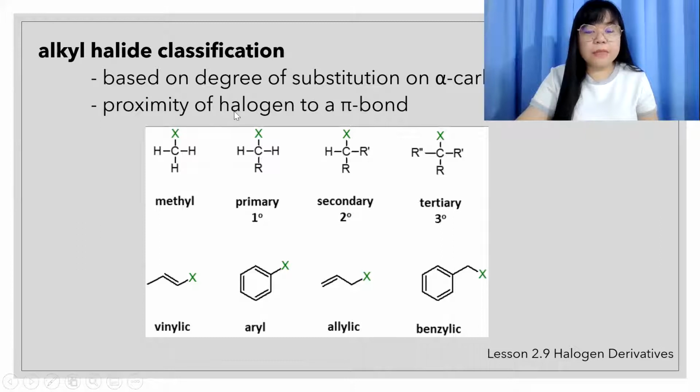Also, based on proximity of the halogen to a pi bond, here we have the vinylic structure, we have the aryl structure where the halogen is directly attached to a phenyl ring, the allylic structure, and the benzylic structure where the halogen is attached to a carbon that is attached to a phenyl ring.